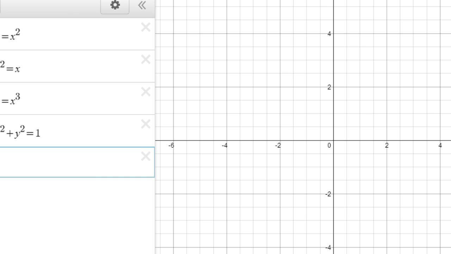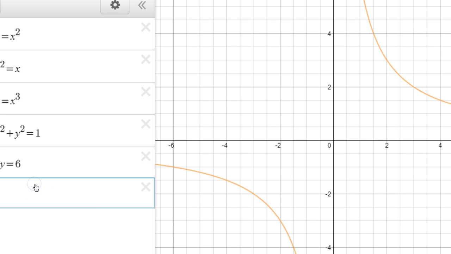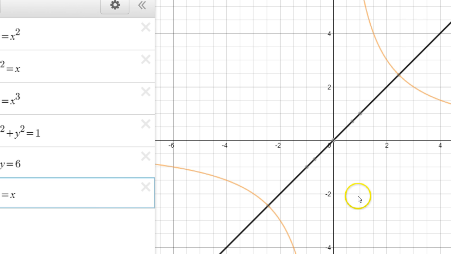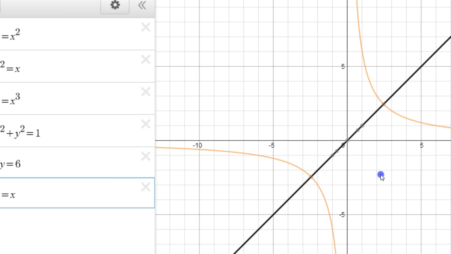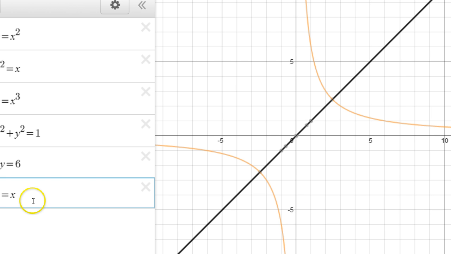Alright, now let me see an example of a graph with a type of symmetry with respect to the y equals x line, which would be this one, xy equals 6, something that looks like this. Okay. And how could you test it? You could actually graph y equals x, and you can see the symmetry as you zoom out. That really looks like a good picture of it.